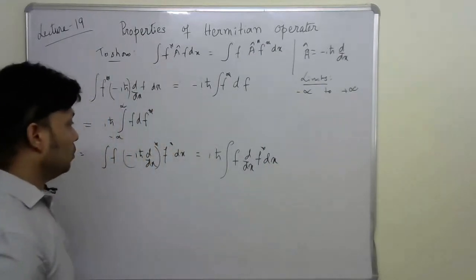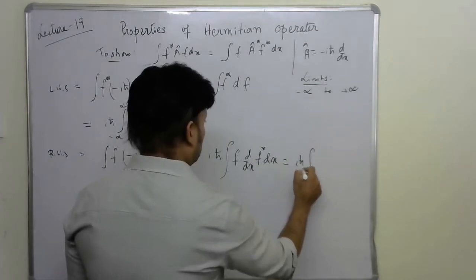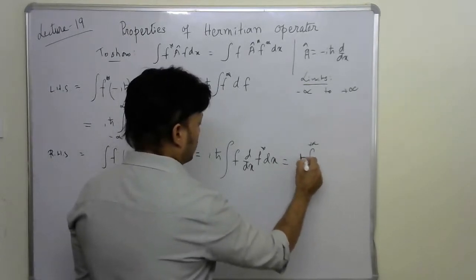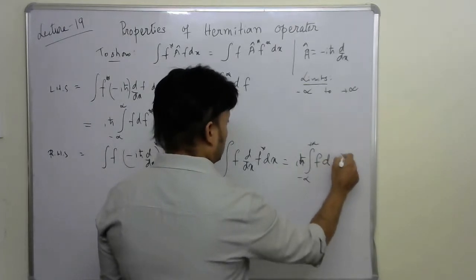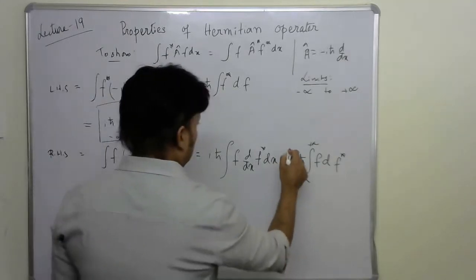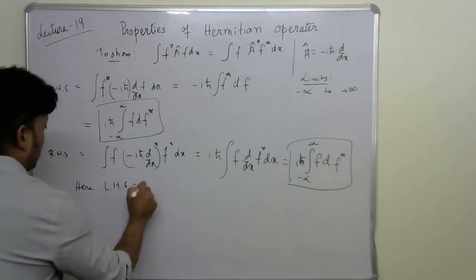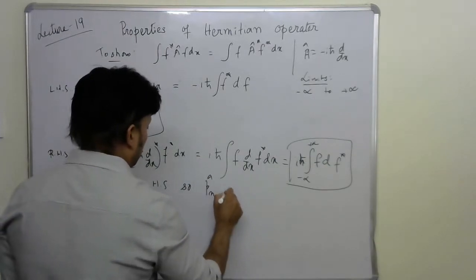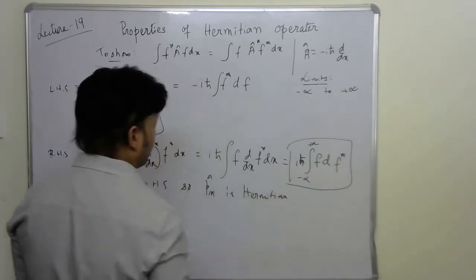All right, so now which we can write further as ∫ ψ* ... dx, again from minus infinity to plus infinity, the same thing, because if nothing is mentioned we can take this default limit. So this transforms into this. So now you see this is LHS, and this is RHS. So here the left hand side is equal to right hand side, so p̂ is Hermitian. All right, so very simply we have proved it.